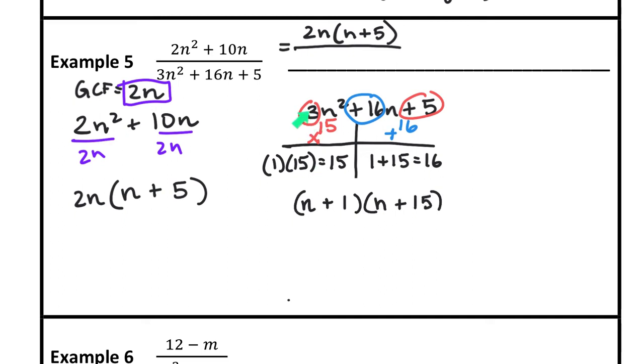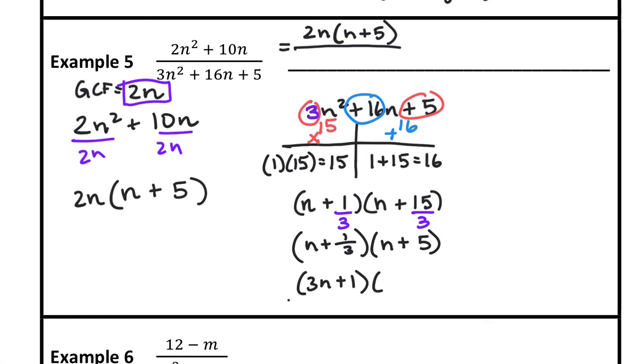But keep in mind that the number in front was 3. So we need to divide both of these by 3. It's going to give me n plus 1/3. And n plus 15 divided by 3 is 5. So this is going to change to 3n plus 1 and n plus 5.